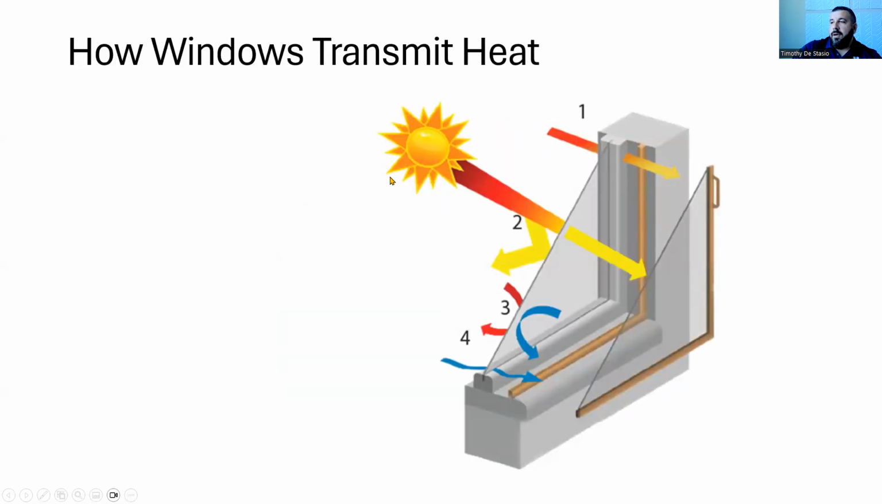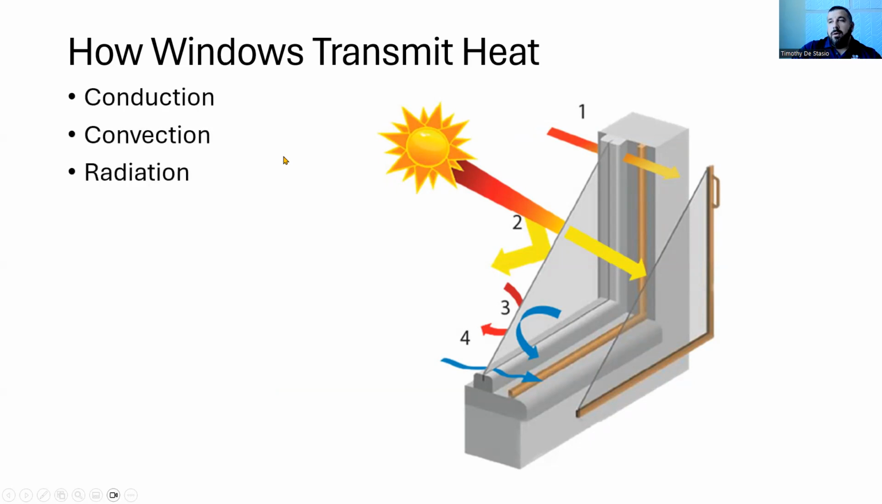Let's switch over to windows now. Windows transmit heat. Again, we talk about the 3 ways that heat gets transmitted. Windows use 2 of them, conduction and radiation. Conduction happens through the frame of the window. So heat is just going through the frame of the window, the same way it goes through a wall.